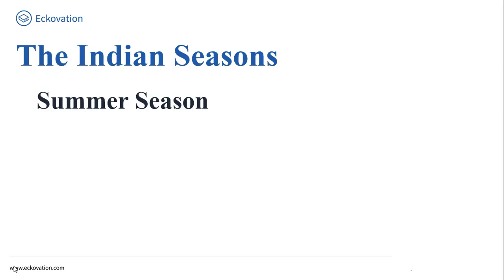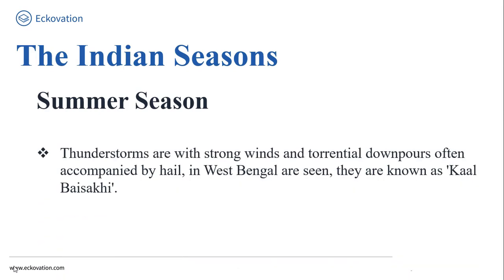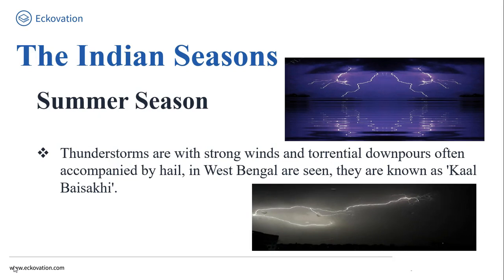My dear friends, we are discussing the summer season. My dear friends, in this season some thunderstorms with violent wind and torrential downpours, often accompanied by hail, are seen in West Bengal, and they are basically known by the local name Kal Baishakhi.